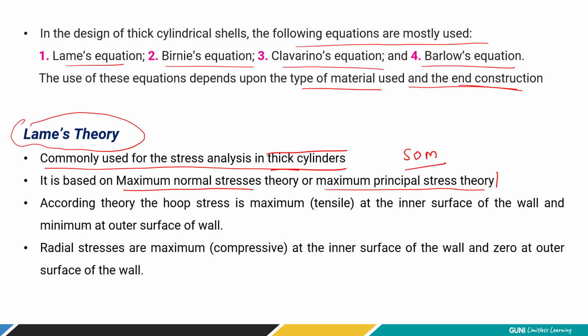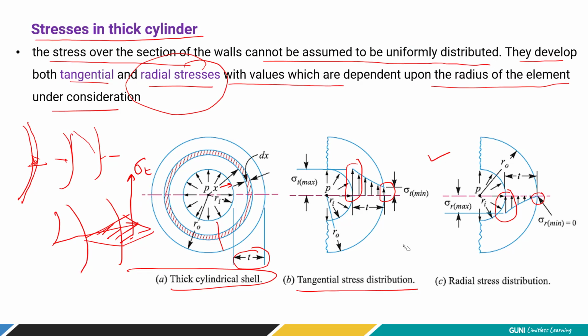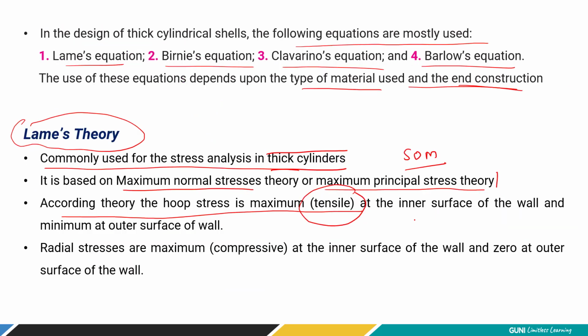Now, according to the theory, the hoop stress is maximum and of tensile nature, as shown in the previous figure. It is maximum at the inner surface of the wall and minimum at the outer surface. You have to remember this. It is maximum at the inner portion and reduces to the minimum value, not zero, at the outer portion. Similarly, the radial stresses are maximum and of compressive nature. So why something like this?